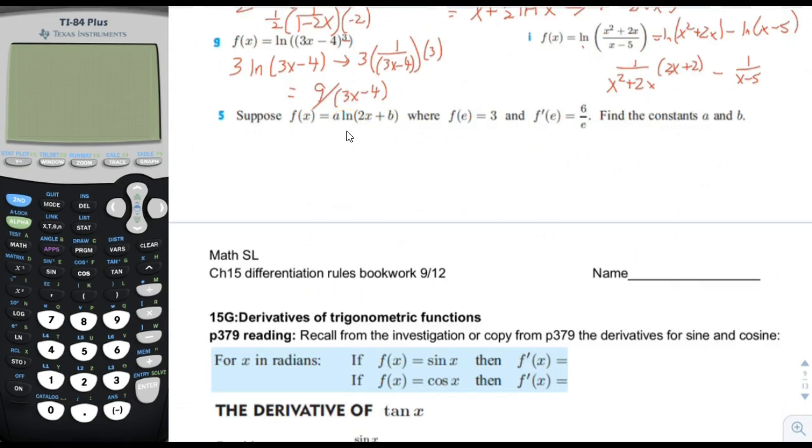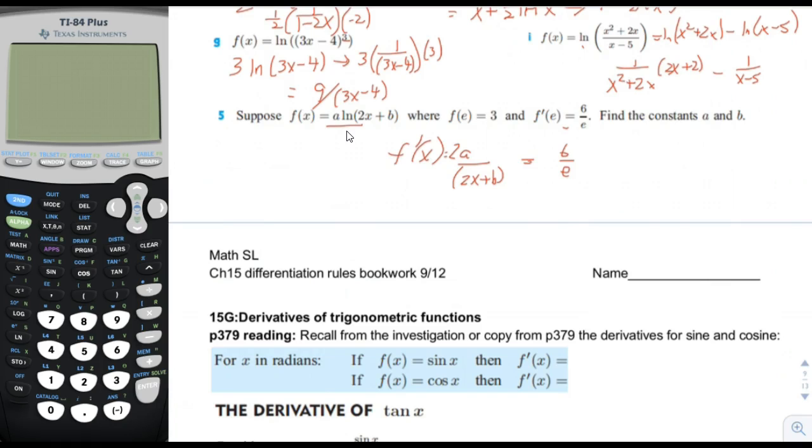Okay, so the first thing we're going to do is find the derivative, because we know that the derivative of this is going to equal 6 over e. So the derivative is f dashed x equals a times 1 over 2x plus b. You use the chain rule, you take the derivative of 2x plus b, you get 2. So 2a over 2x plus b happens to be 6 over e.